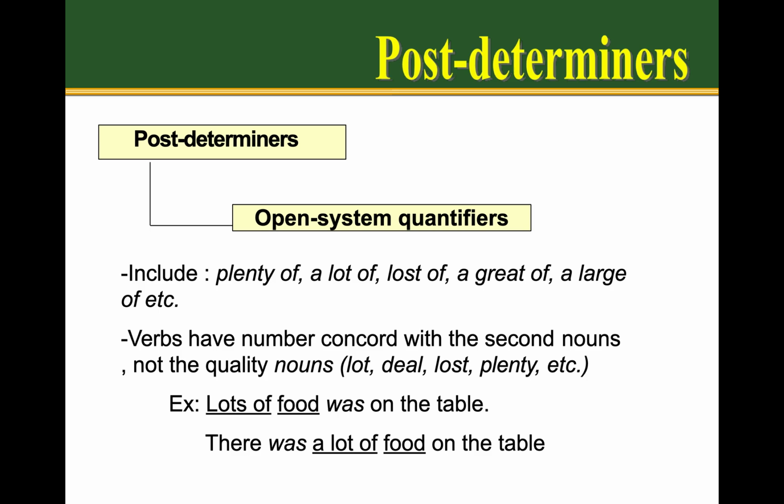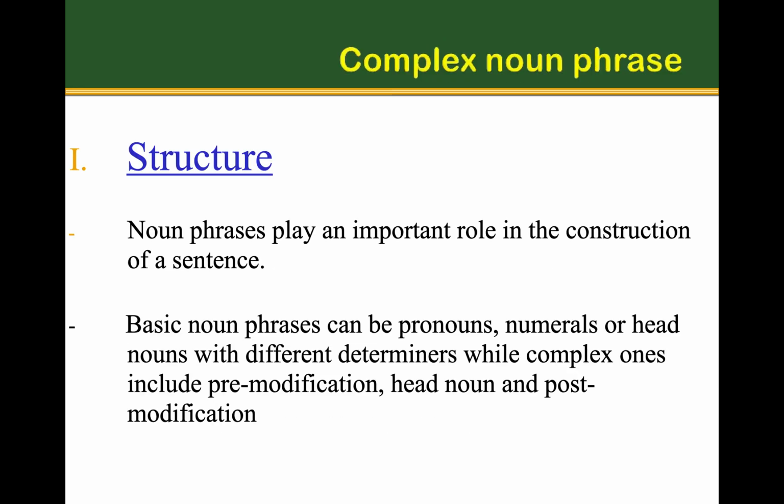So lots of food, a lot of food are open. Lots of food is a post-determiner: lots of food was on the table. There was a lot of food on the table. So a lot of is a post-determiner, which is an open system quantifier. So that's the structure of the noun phrase.